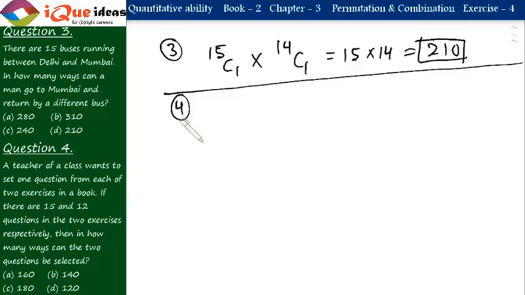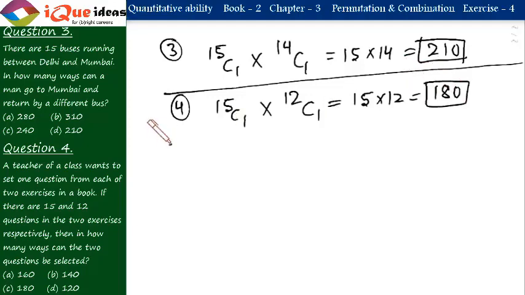Question number 4. It says the teacher of a class wants to set 1 question from each of 2 exercises in a book. If there are 15 and 12 questions in the 2 exercises respectively, then in how many ways can the 2 questions be selected? Again, simple. In the first exercise, there are 15 questions and 1 question to be taken from that exercise. So 15C1 multiplied by the possibilities from the second exercise, which has 12 questions, and out of that select 1. So it is 15C1 into 12C1. So it is 15 into 12, which is equal to 180. So this also was a simple question.